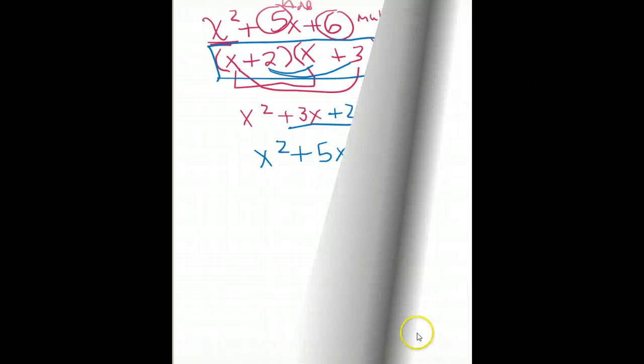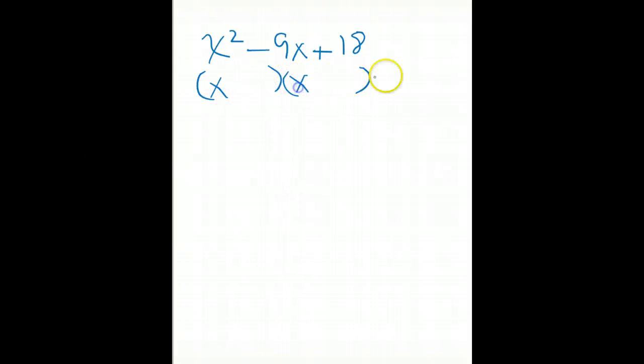Okay, let's see. X squared minus 9x plus 18. Okay, so again, you're going to split it up. It looks like a FOIL problem. It'll be x and x. Okay, you're looking for things that multiply to give you 18. Well, let's see. There's 3 and 6. There's 2 and 9. There's 1 and 18.